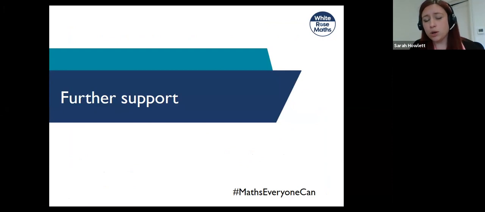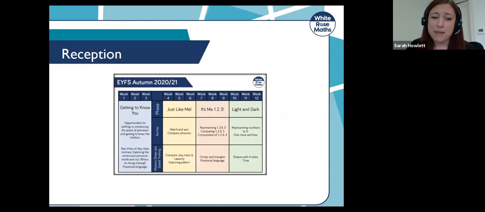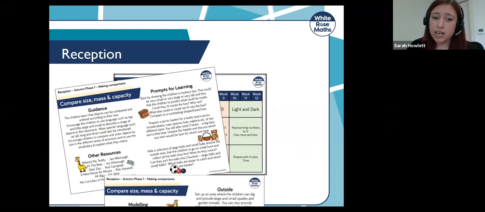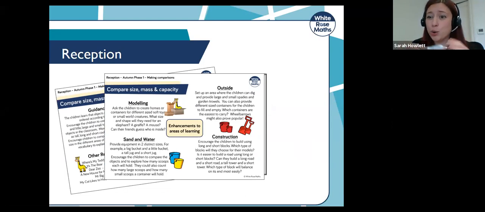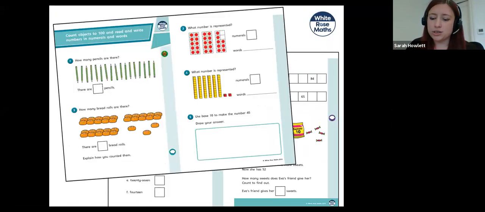So what other sorts of support can White Rose Maths offer? Well, we have our free schemes of learning that I've already mentioned with that mathematical talk box highlighted. We don't just have them for primary, we have them for secondary. We also have them for reception as well. We've recently revamped our reception and put them into themes and topics. And you can see we've got very similar guidance, prompts for learning that really develops talk and questioning as well. Different ideas for the different areas in your environment as well. So your sand and water, your construction, outdoor areas are always mentioned as well.